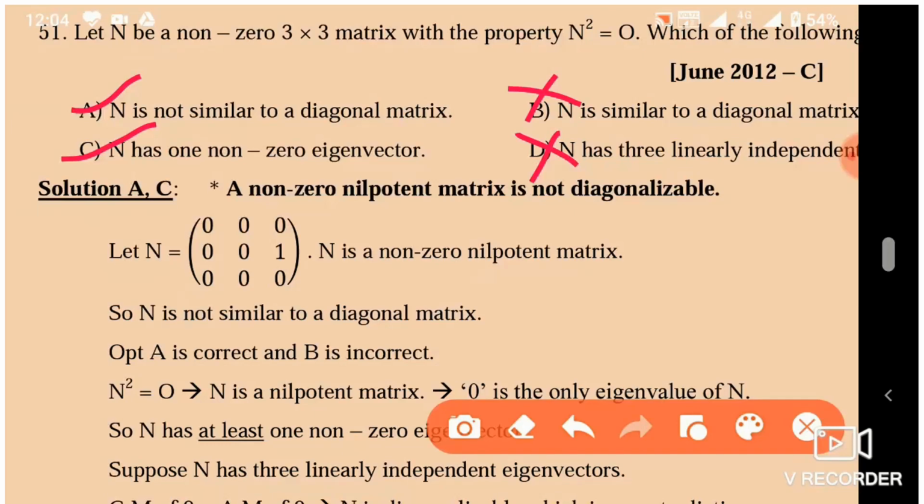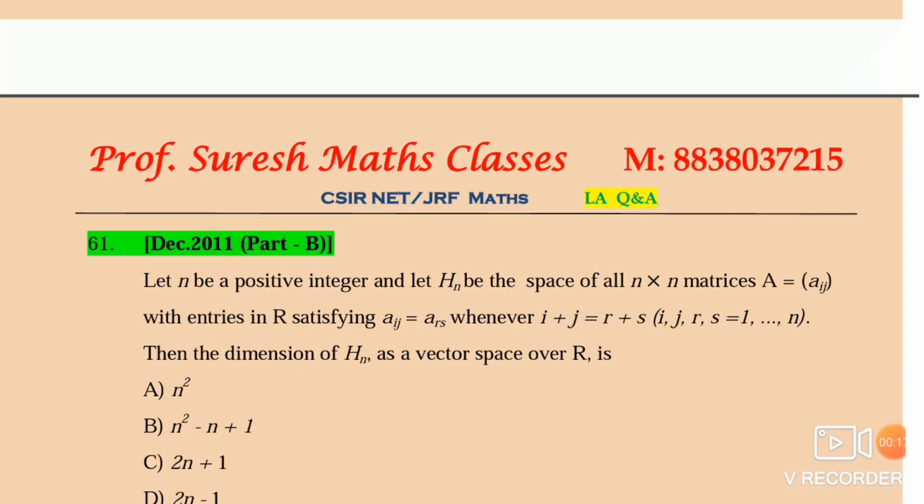This is an example. Example we took this matrix, so we can take like this, but by taking an example we eliminate the options. Let n be a positive integer and let Hn be the space, space means vector space, of all n by n matrices A equal to Aij, with the entries in R satisfying Aij equal to Ars whenever i plus j equal to r plus s. The numbers i, j, r, s are running from 1 to n.